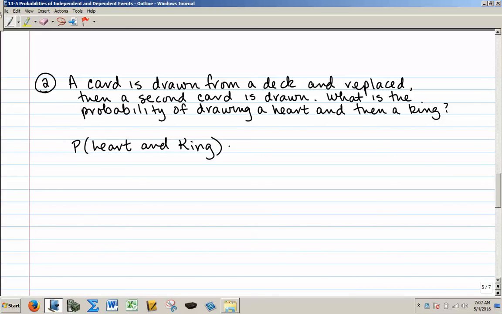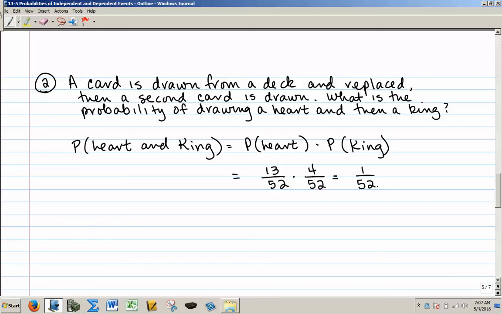So that's going to be the probability of a heart times the probability of a king. In a standard deck of cards, there are 13 hearts out of a total of 52 cards, and there are 4 kings out of a total of 52 cards. And plugging that into my calculator, I get that the probability is 1 out of 52.